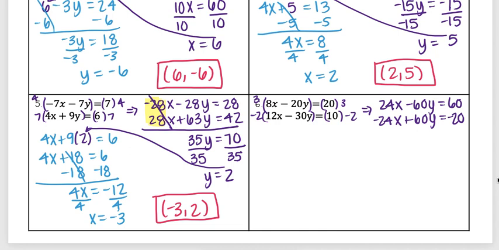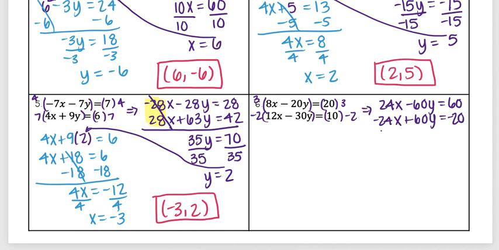You could have come up with different answers. Say you didn't see that 8 and 12 can both go into 24, so you could have multiplied the top equation by 12 and the bottom by -8. Either way, you're going to end up with the same answer. So there's multiple correct ways to go about this.